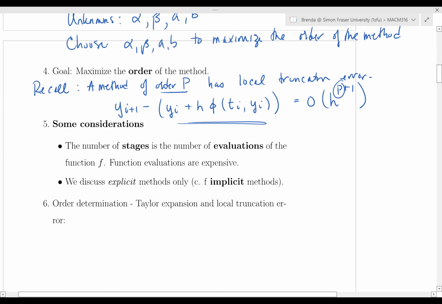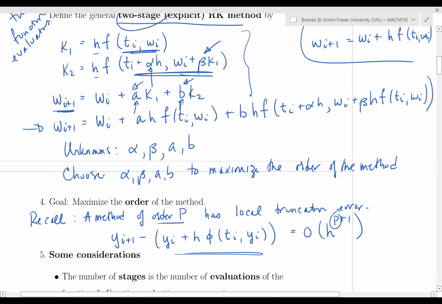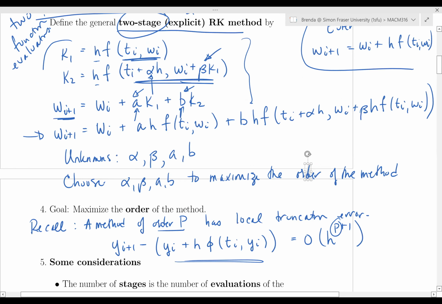We already said this: the number of stages of a method is the number of function evaluations. Function evaluations are expensive. I will point you to at least how you would recognize an implicit method, but we do not have time, so we will not go there. Okay. So let's now take a look at determining how we can pick. We've got this idea of solving our differential equations with an update rule like this. Now we're going to try to say what is the best choice for alpha, beta, A, and B. That's the idea here.